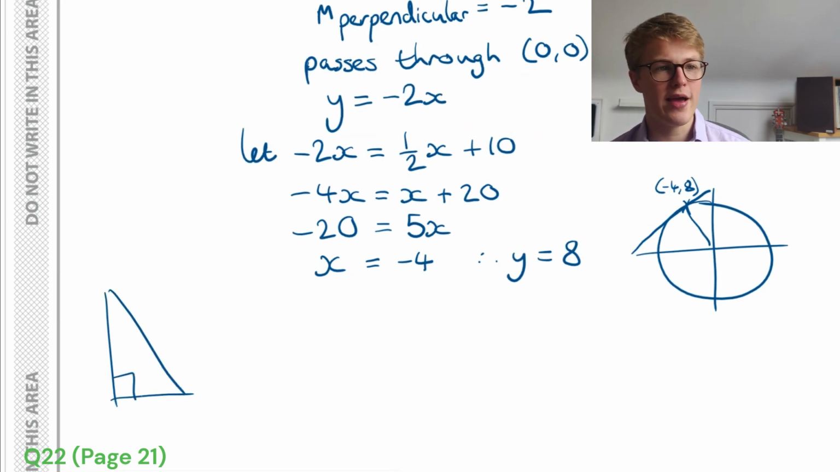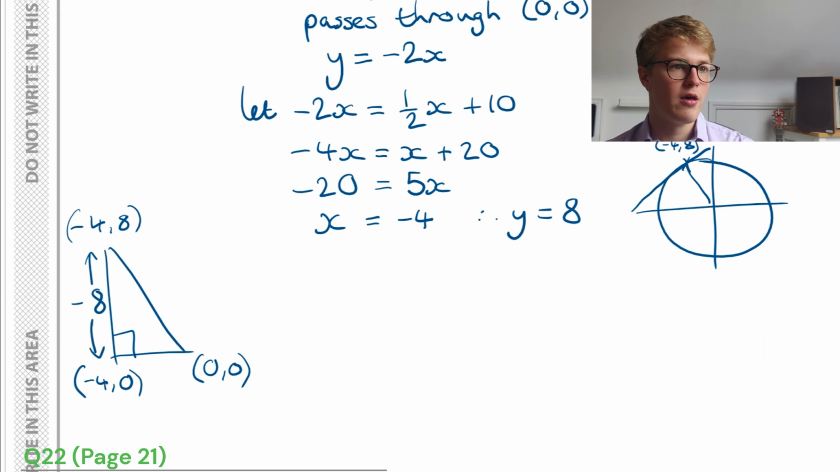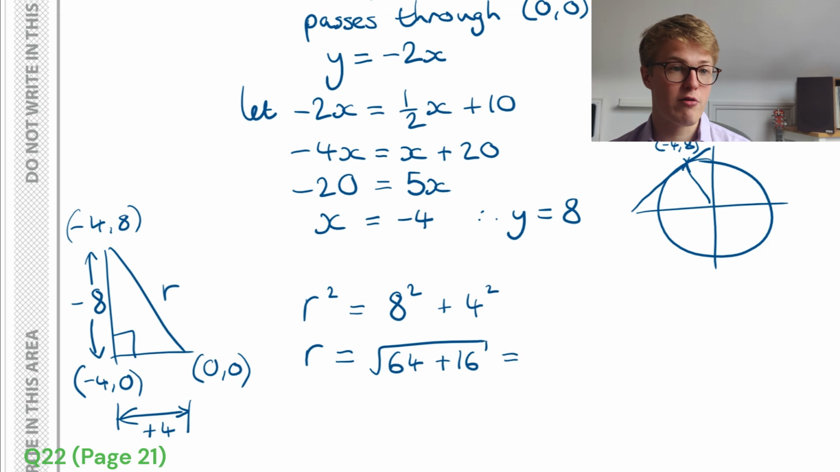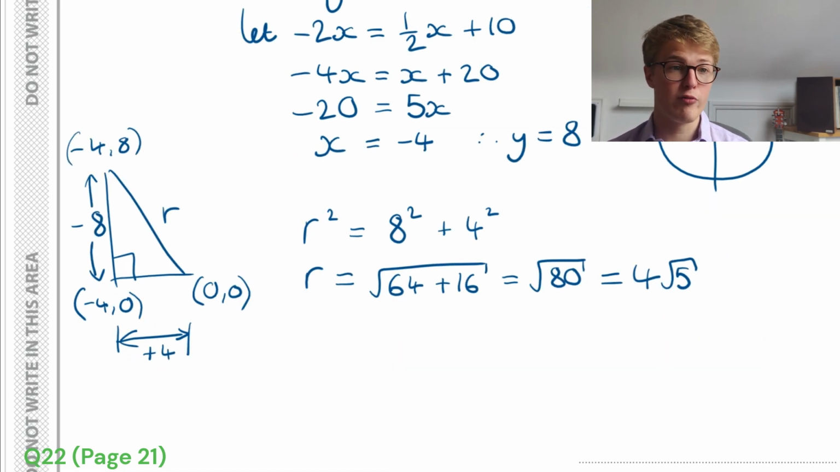Next we can draw the triangle that represents what you can see here. So we've got (-4, 8) on the top, (-4, 0) will be the bottom corner for a right angle triangle, and (0, 0) is going to be our bottom right corner. We can see that the height is 8 and the base is 4. And to find the radius, we can use Pythagoras' theorem, where we have r squared is equal to 8 squared plus 4 squared. r is therefore going to be the square root of 64 plus 16, which is the square root of 80, and that is the same as 4 root 5.